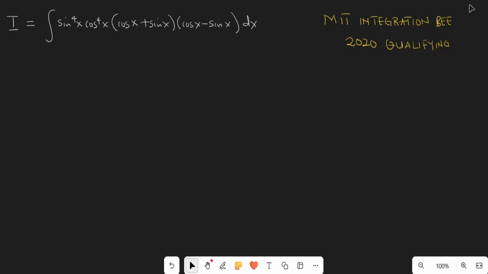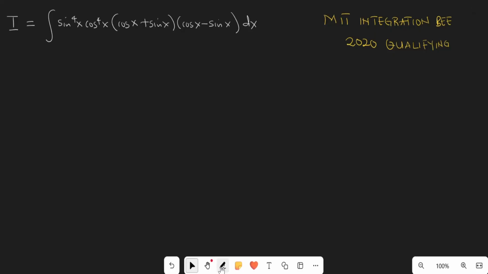In this video, we look at this MIT Integration B question. This appeared in the 2020 qualifying round. So this integral, we are going to solve using a u-sub. But before we get to doing a u-sub, we have to rewrite the integral, right?